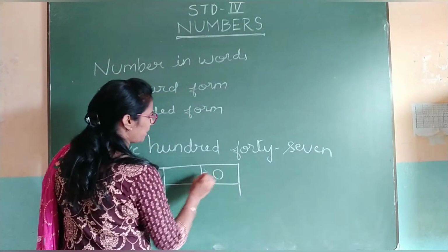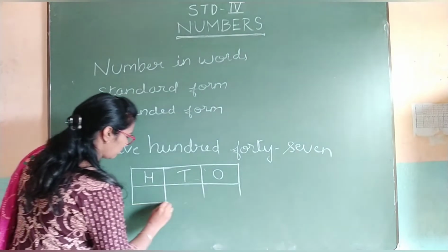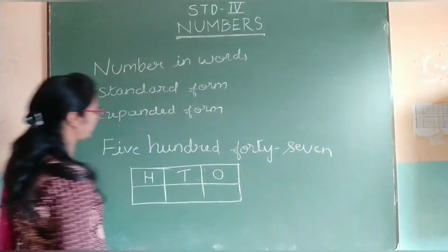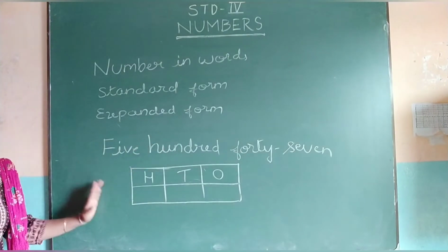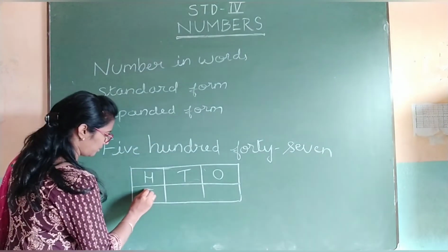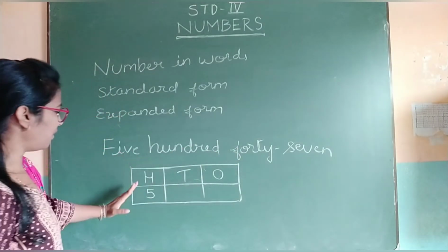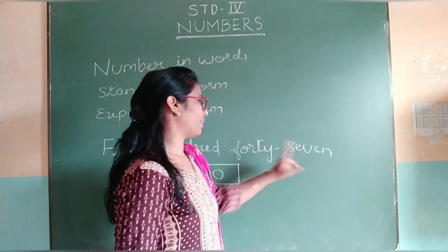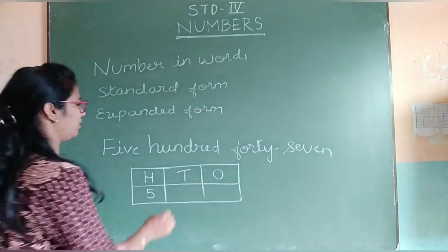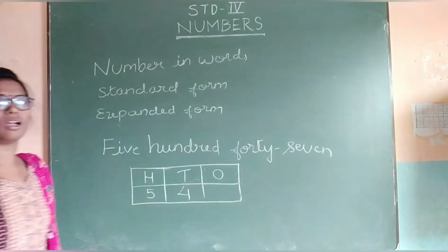This is 1's place, this is 10's place and this is 100's place. So now see here, 500. So 5 is in 100's place. Now 47. So 40. So 4 is in 10's place. So it is called 40.